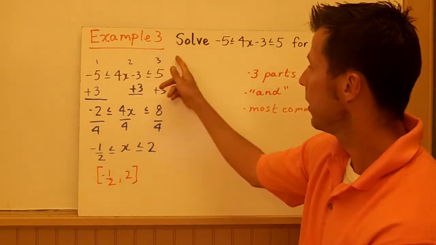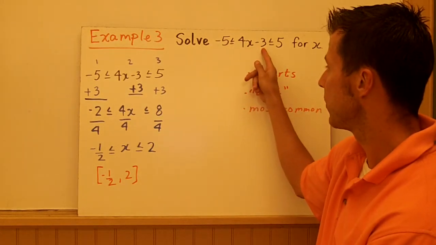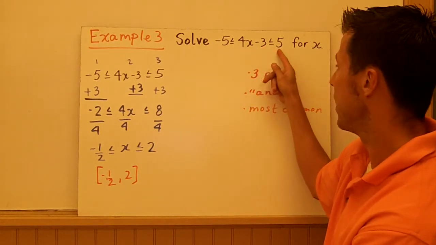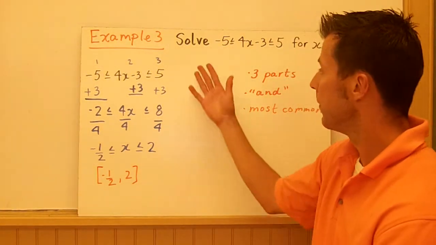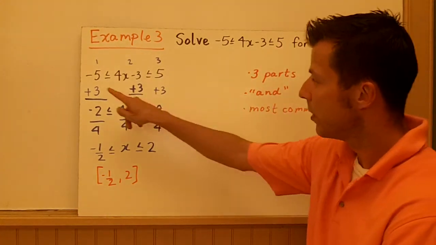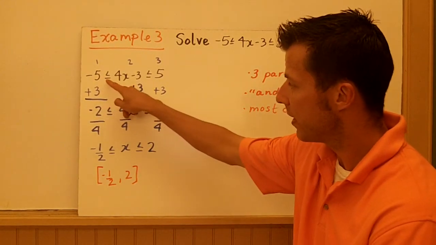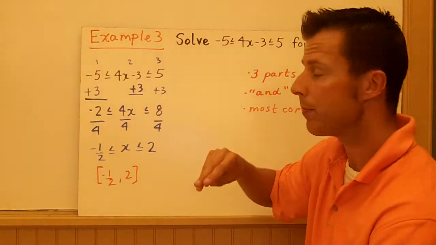In example 3, we're going to solve negative 5 is less than or equal to 4x minus 3, less than or equal to 5 for x. Now this is how we commonly write our compound inequalities. This is an AND statement. There's 3 parts: the left side of the inequality, the middle of the inequality, and the right side of that inequality.